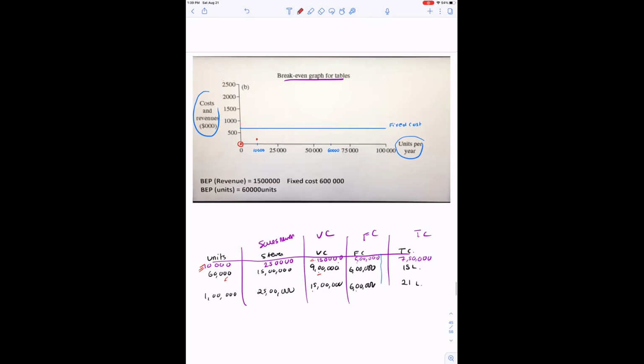So my variable cost at 60,000 units, here I would say somewhere. This is an estimation. Remember, you need to take proper estimations.